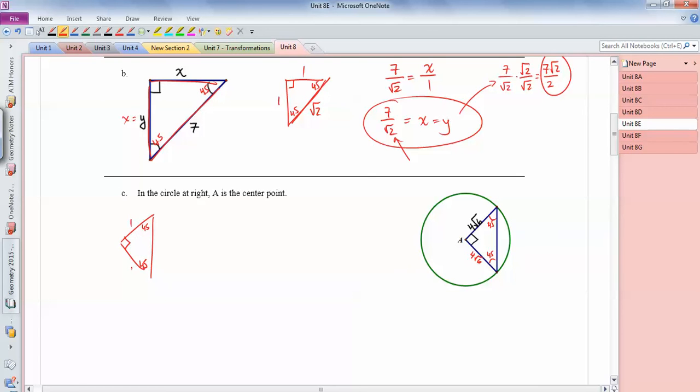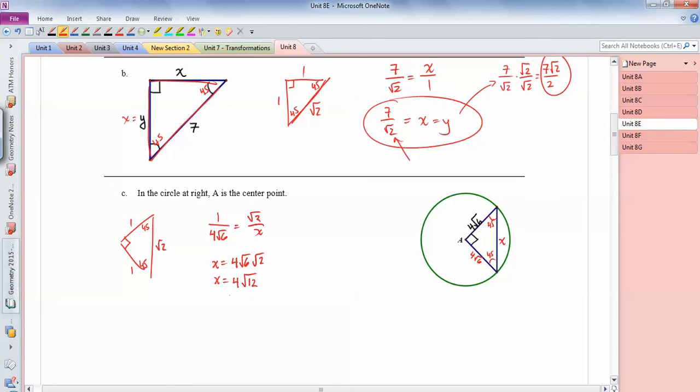So this is 1, 1, root 2. The 1 is like the 4 root 6. Right? So if I call this side x, 1 goes with 4 root 6, the same way that root 2 goes with x. If you cross multiply, you get x is 4 root 6 times root 2. So x is going to be 4 root 12.